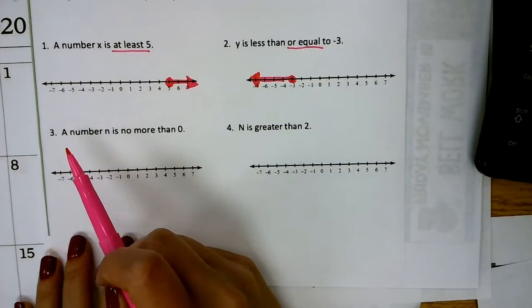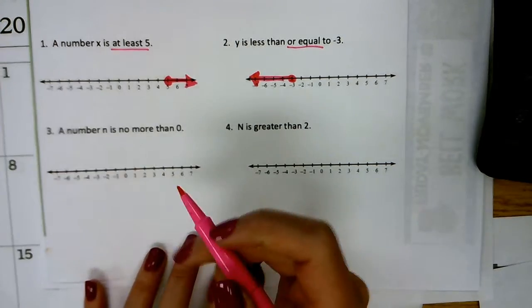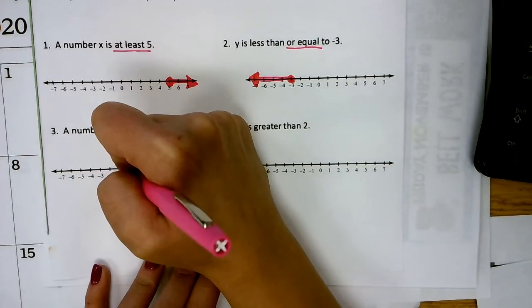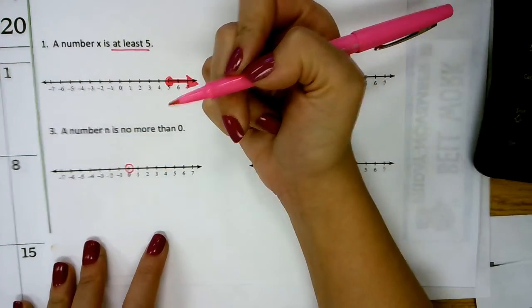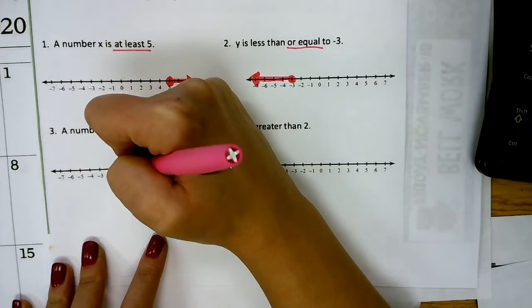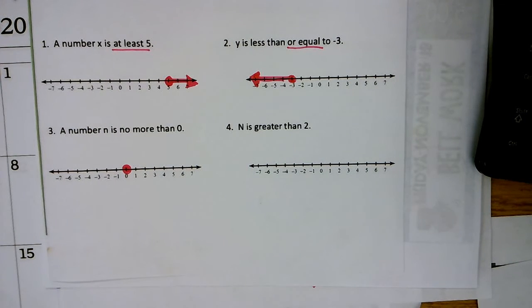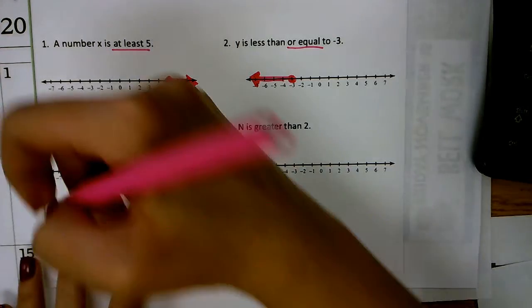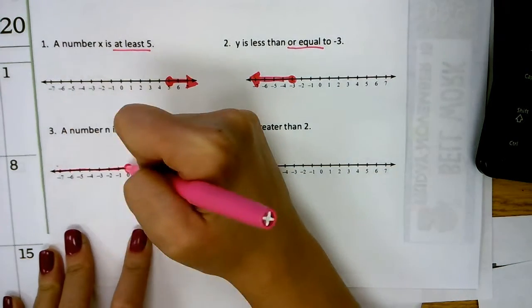Alright, number 3, a number n is no more than 0. So we're going to put our circle on 0 to start. So a number n is no more than 0. So that means it can be 0, it just can't be more than 0. So we're going to fill in the 0, and so it's no more than 0. So we want to shade all the numbers that are less than 0, which would be this direction over here.